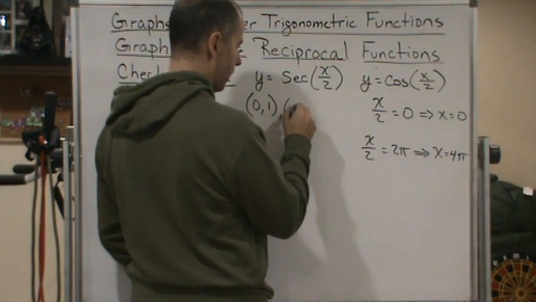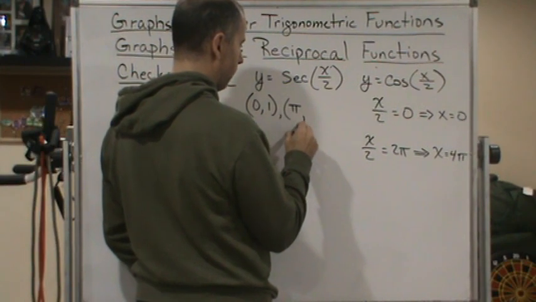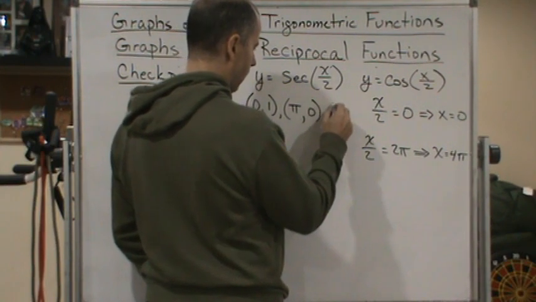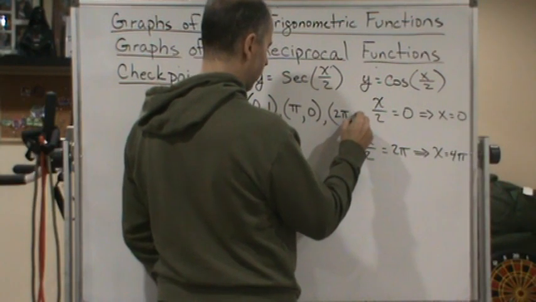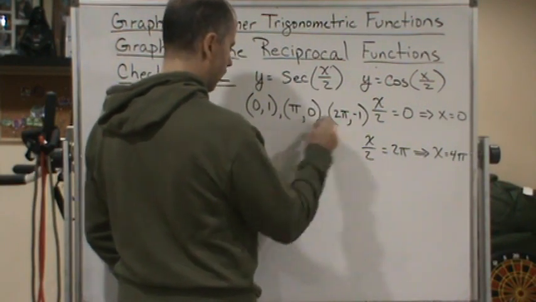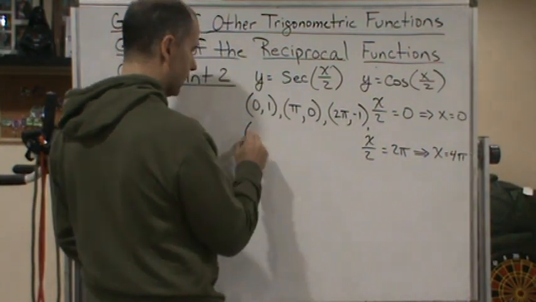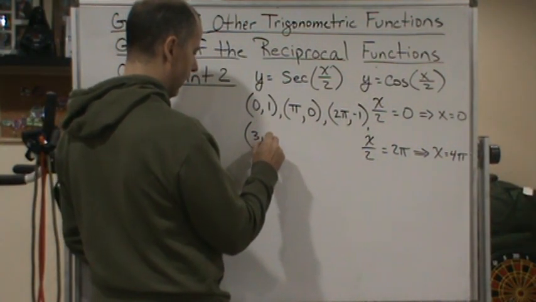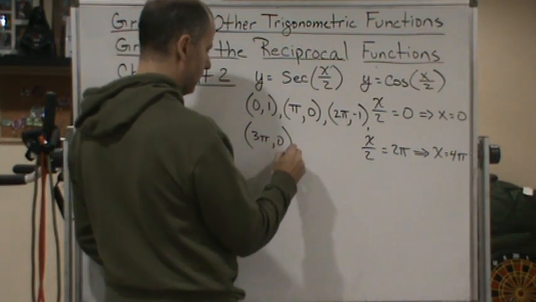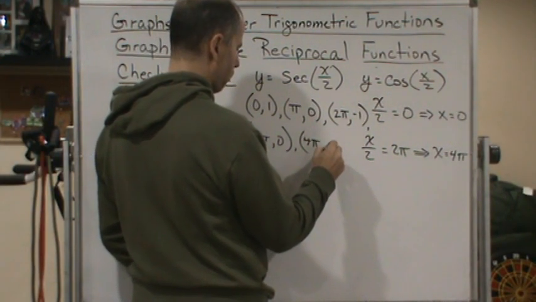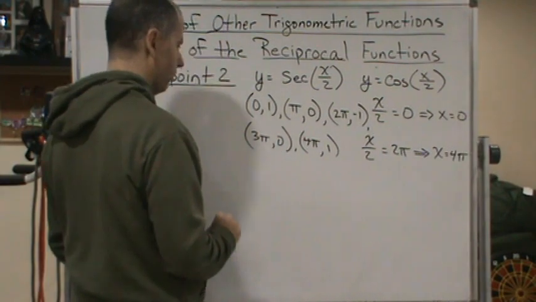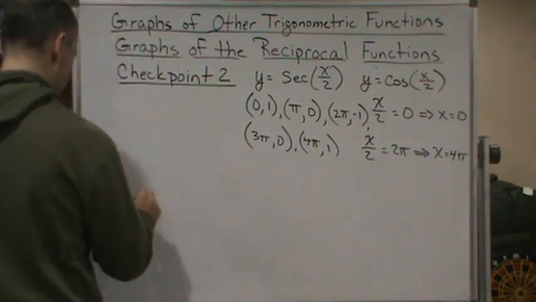And then the next one is going to be at pi, right? So that's going to be pi, 0. And the next one is going to be 2 pi, and that's going to be down at -1. And then the next point is going to be at 3 pi, and that's going to be back at 0. And finally, we end up with 4 pi, and we're back at 1. Okay? Now we've got the points to graph.